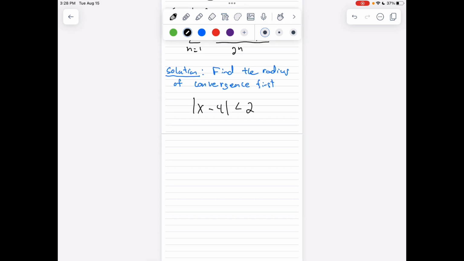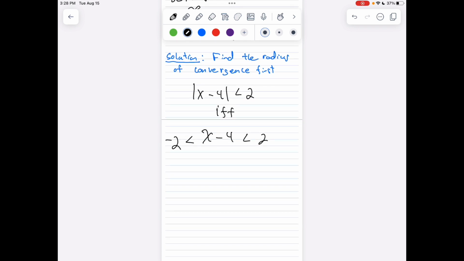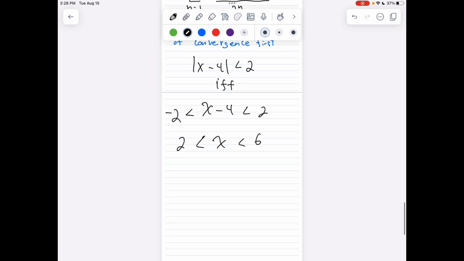And what I'm going to do next is as follows. I'm going to solve this inequality. So you have an absolute value that's less than a positive number, and we are allowed to write this as a compound inequality: x minus 4 is less than 2, but also at the same time it's greater than minus 2. This is two inequalities in one. And what I'm going to do now is add 4 to both sides to isolate the x. So this would be 6, and this would be 2. So your interval of convergence is going to include every number between 2 and 6, not inclusive.